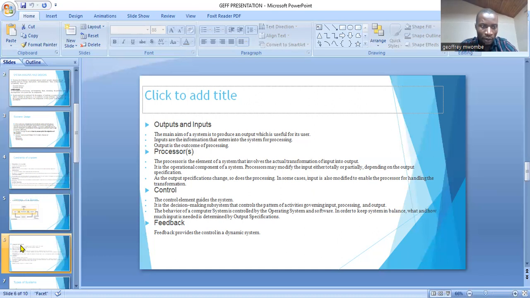and how it works. You have outputs and inputs. The main aim of the system is to produce an output which is useful for its user. Inputs are the information that enters into the system for processing. Then the output is the outcome of the processing. Processors. The processor is the element of a system that involves the actual transforming of input into an output.